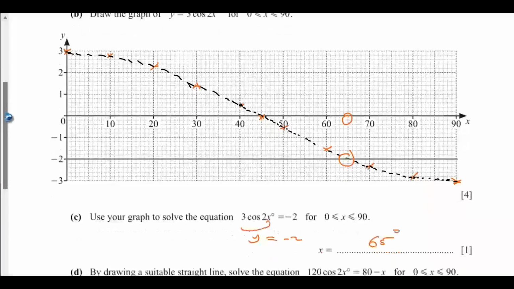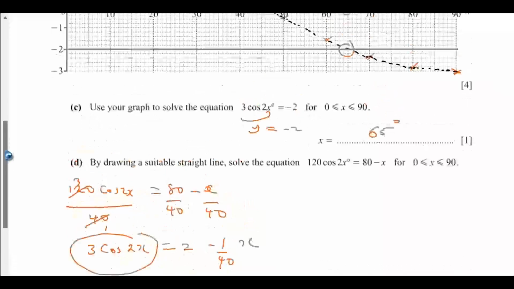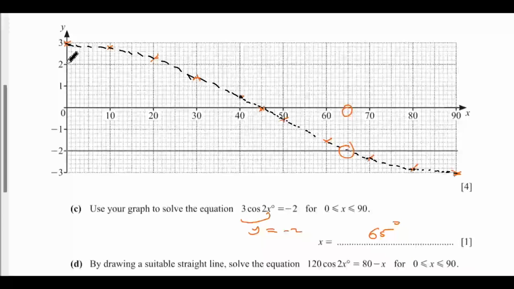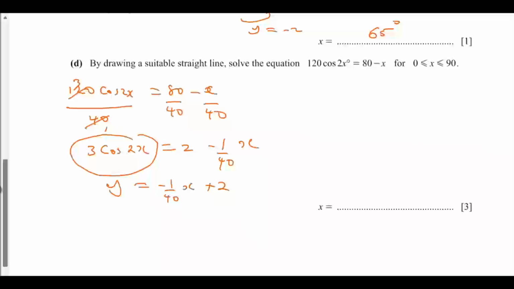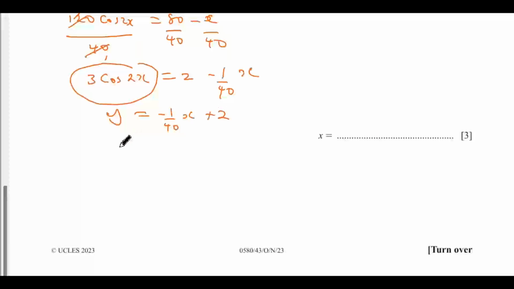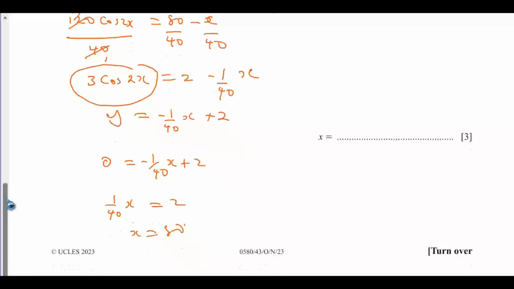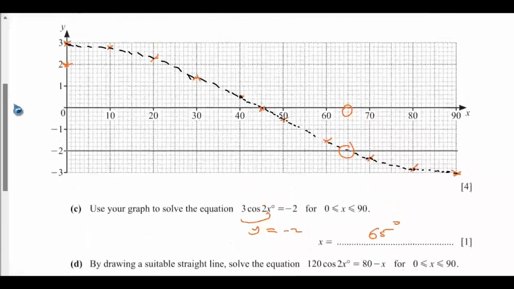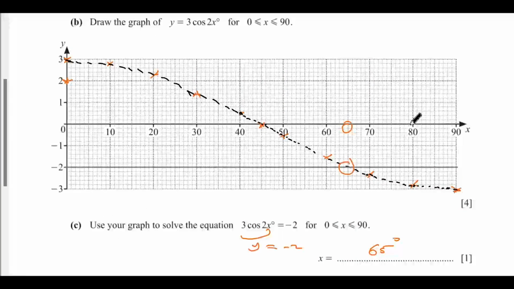So what you can just do is this. When x equals 0, y will be equal to 2. So we have a point here. Also when y equals 0, we need to get the value of x. So 0 equals minus 1 over 40 x plus 2. This gives 1 over 40 x equals 2, and x equals 80. That is pretty easy. So you go to where x equals 80. The second point will be here.